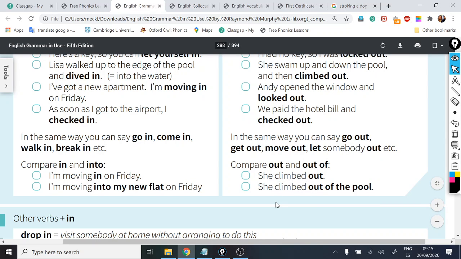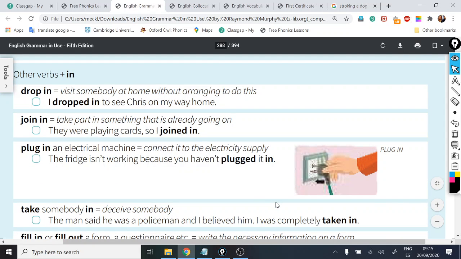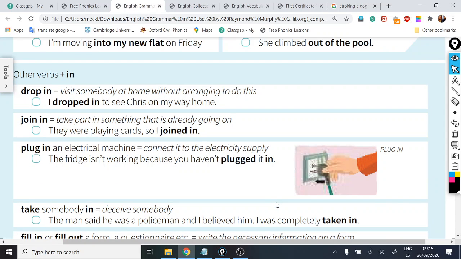So let's go quickly over some more sophisticated words. Many of these words have metaphorical meaning, so we have to learn them. You cannot really guess what they mean only by the preposition. So one of those is drop in. Drop in is to visit someone without a call.